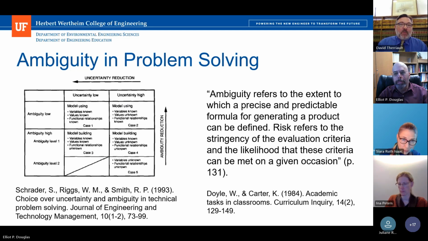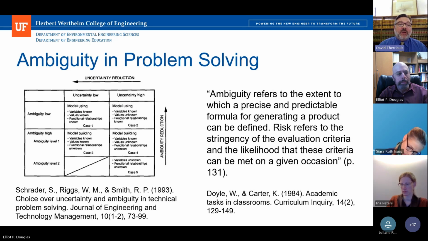So ambiguity remains largely undefined, even though it's a key aspect of us understanding successfully solving engineering problems. The lack of a clear definition hampers our efforts to better understand approaches to ill-structured problems. Here we have two examples of definitions of ambiguity that we've been able to discern from literature.